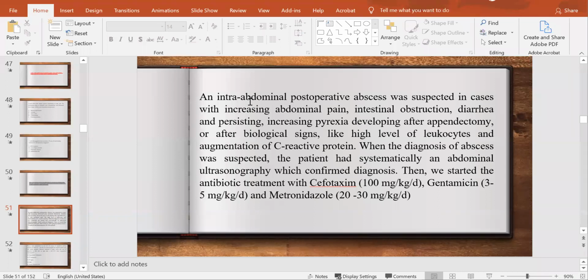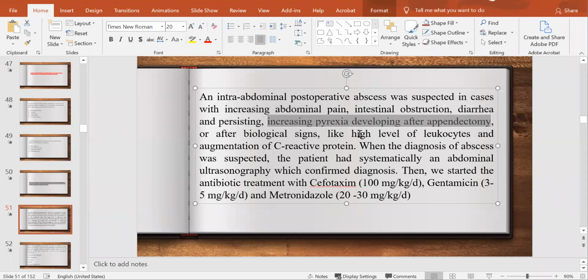And also, apart from that, someone having an intra-abdominal abscess has an increased chance of abdominal pain and persisting diarrhea. You can get fever, a high level of leukocytes and C-reactive protein. And usually to diagnose this patient, you can just do an ultrasound, which will confirm your diagnosis. And this patient will need broad spectrum antibiotics, mainly cefotaxime, gentamicin, and metronidazole.